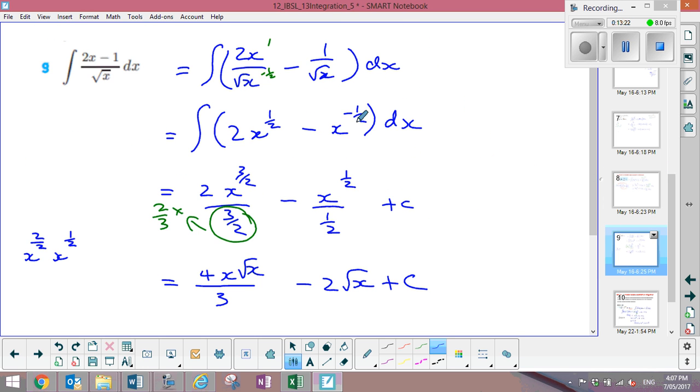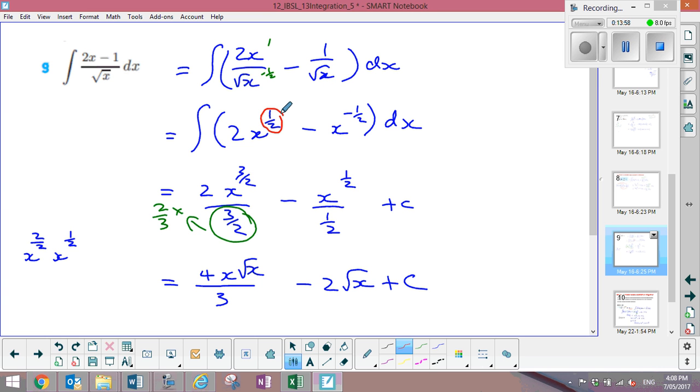The next one here looks like a quotient rule, but don't, just split it into 2 fractions. So we get 2x over root x minus 1 over root x. Rewrite them all with powers of x. So every time, turn it into a power of x. All right, so that's to the minus a half because it's in the denominator. This is to the plus 1 in the numerator. So the net result is x to the half. This here is 1 over root x, so it's minus 1/2.